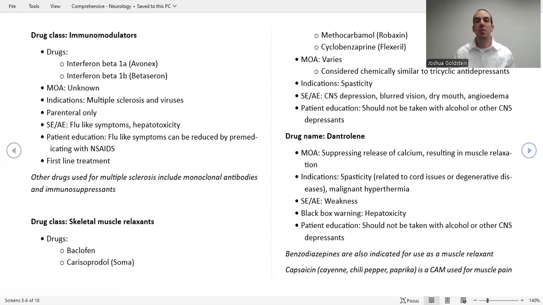This medication is very common to cause those flu-like symptoms, so we do often pre-medicate the patient with something like ibuprofen before we even give the drug, especially if they've had that reaction in the past. And these immunomodulators are the first-line treatment for multiple sclerosis.